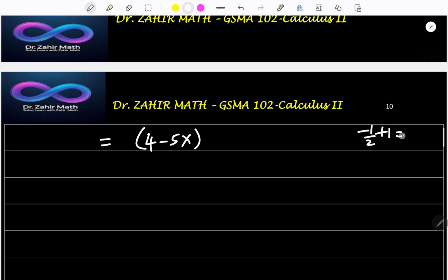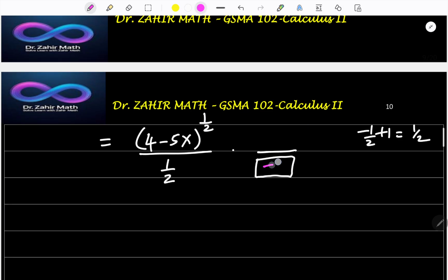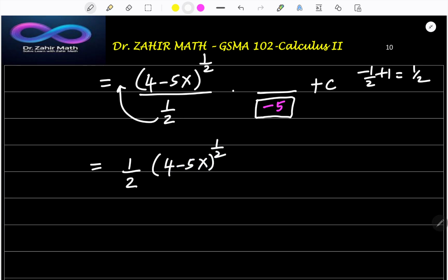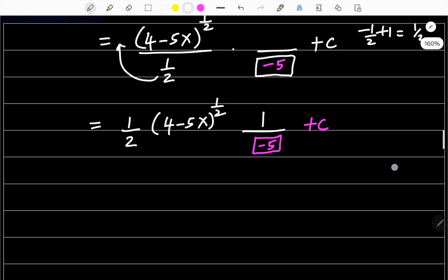If you don't know, just put in the calculator. You will get the answer like this. So it is plus half divided by plus half. And then this divide by this minus 5. Don't forget. Plus integrating constant C. So this equals, this 2 goes up. So 1 by 2. So 4 minus 5x to the power of 1 by 2. 1 divided by this minus 5 will be there, plus integrating constant c.